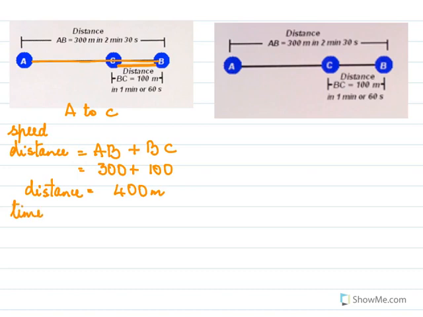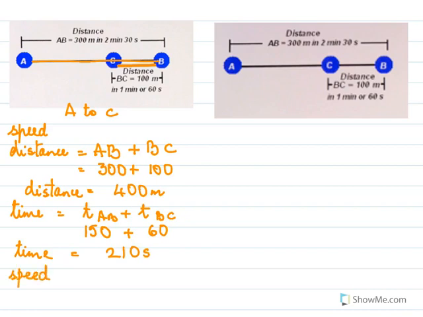The time is time from A to B plus time from B to C. Time from A to B we already have found out, which is 150 seconds, and from B to C is another 1 minute, which is 60 seconds. So time from A to C is 210 seconds.